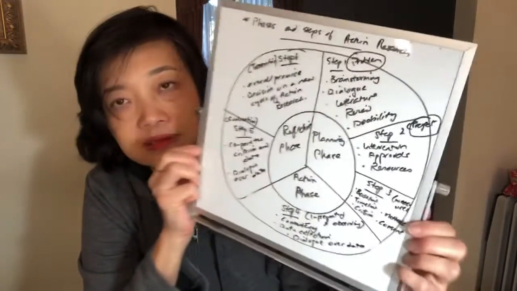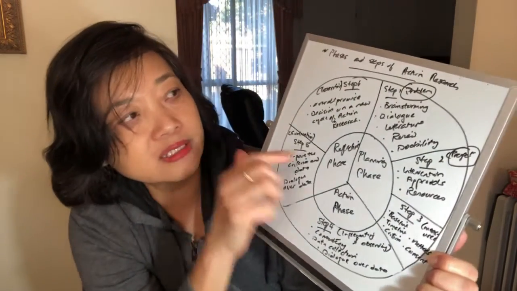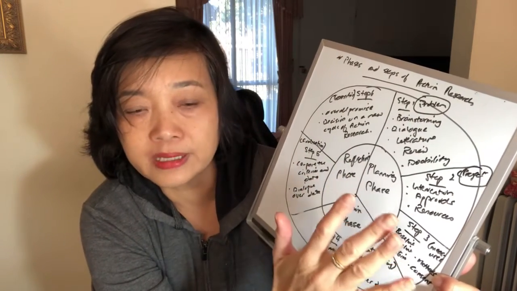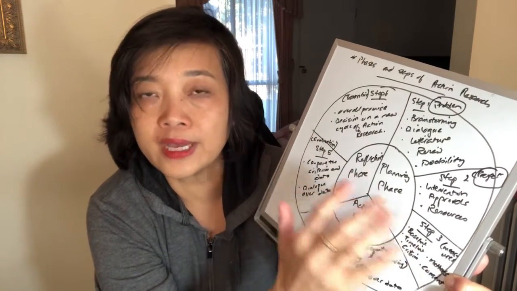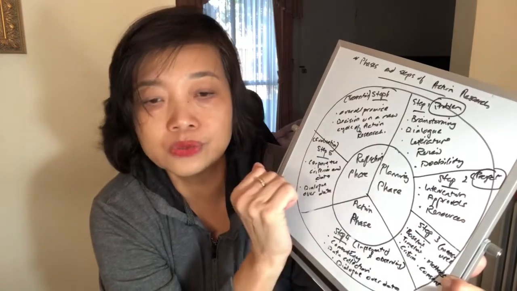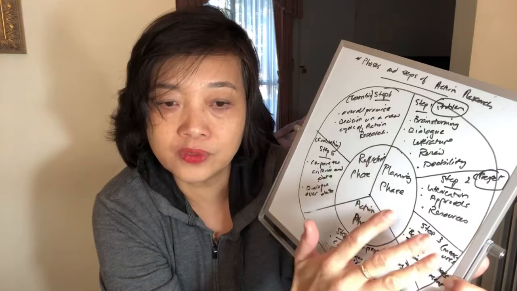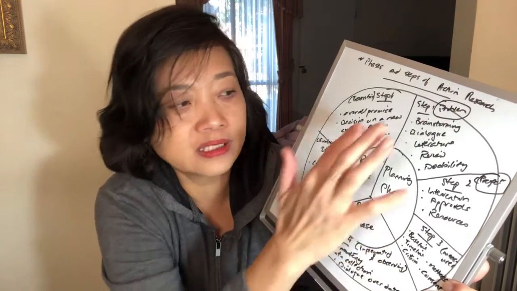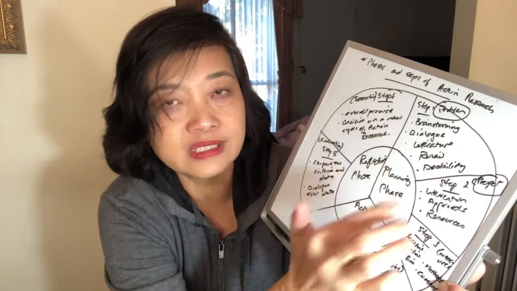Just like here, it is a cycle. Step one is the problem. In the problem you focus on brainstorming, dialogue, literature review, and doability. Step two is the project. In the project you focus on intervention, approvals, and resources. Then step three, I'm still talking about the planning phase. The planning phase has 3 steps.